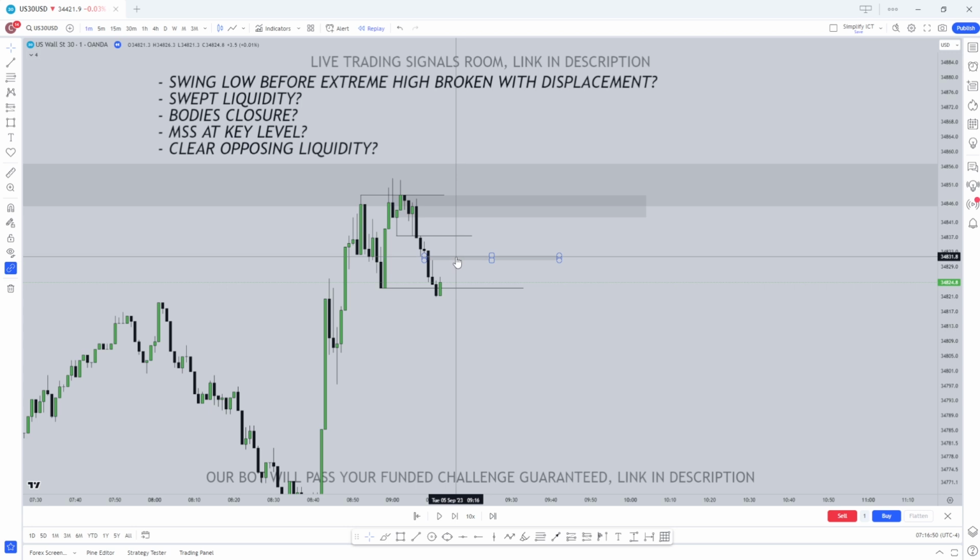So as you can see, now that we've got our earliest fair value gap and our most extreme order block, which one are we going to choose? To increase the risk to reward, you want to be entering at the more extreme levels with a smaller stop loss, therefore increasing the risk to reward.